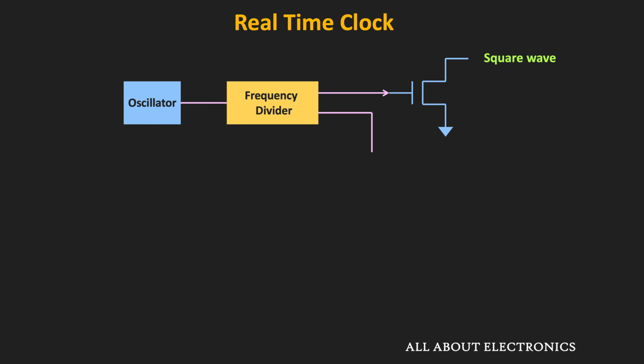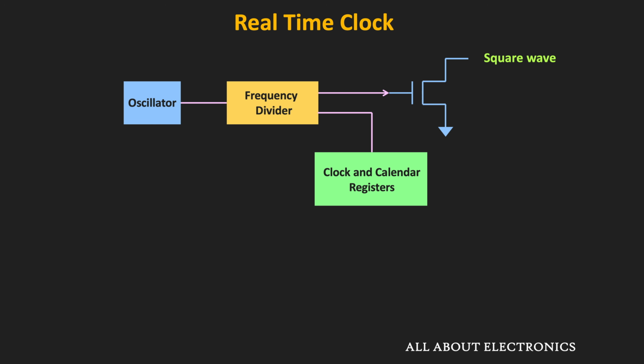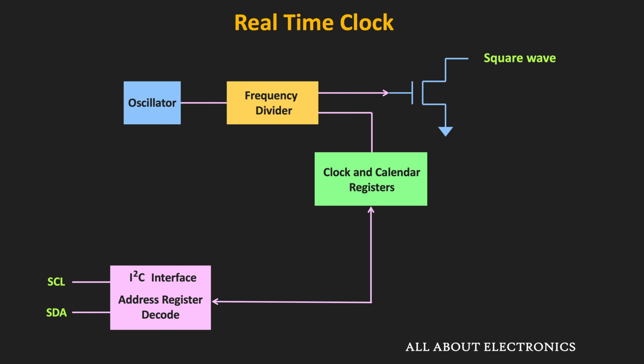This output goes to the clock and the calendar registers, which are also known as the timekeeping registers. As its name suggests, these registers store the time, date, month and the year information. And through this 1 Hz signal, these registers are updated every second. Using the serial interface through a microcontroller or the microprocessor, it is possible to configure the date and time of these registers, and using the same interface, the controller or the processor can access the current date and time information. Typically, the serial interface which is used for the communication is the I2C.